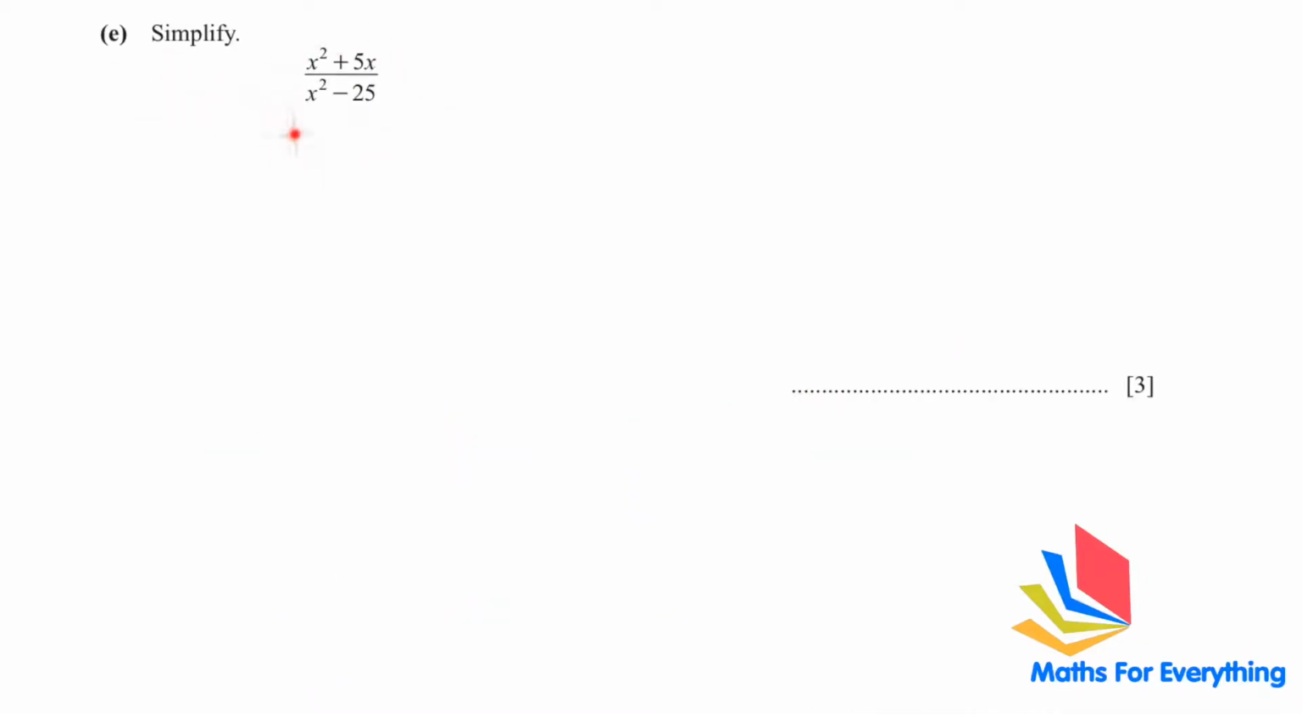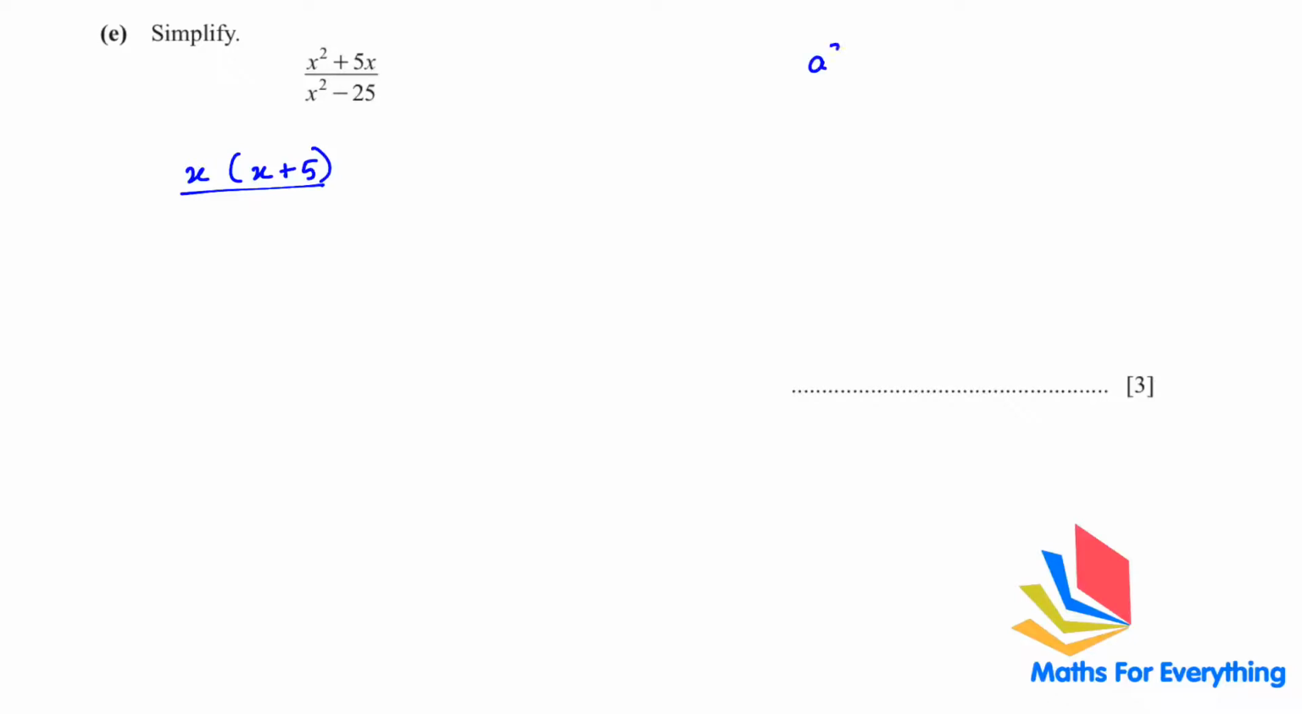Next part, simplify. This is an algebraic fraction. For the numerator, you can see that what is common. You have 2 x's here and 1 x here. So we factorize 1 x out. And we are left with x plus 5.